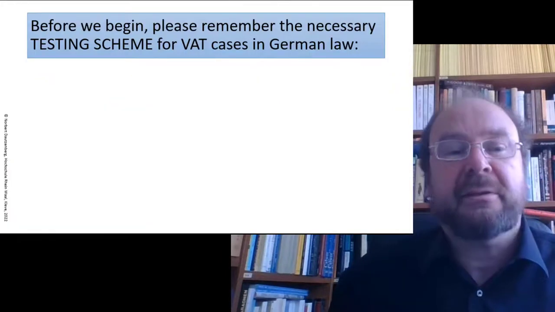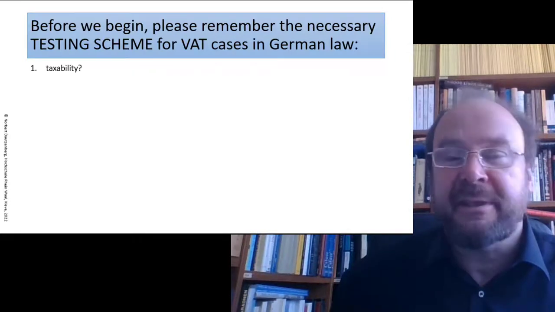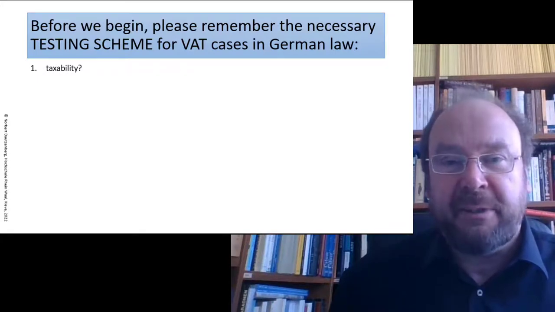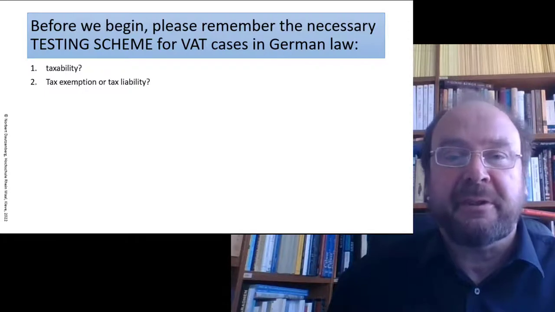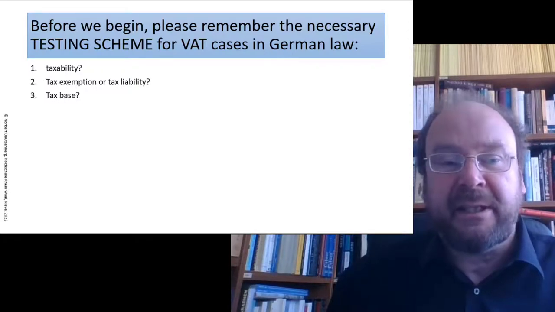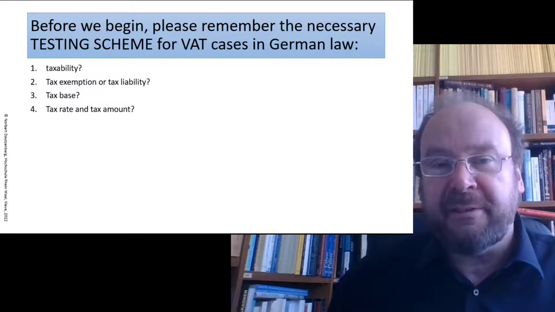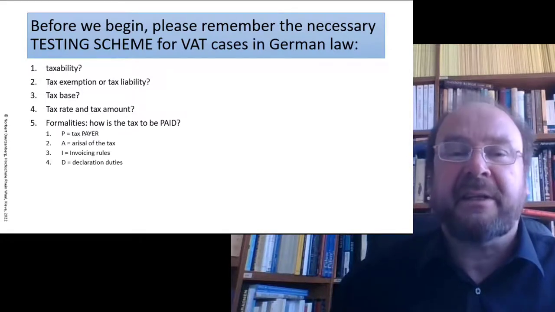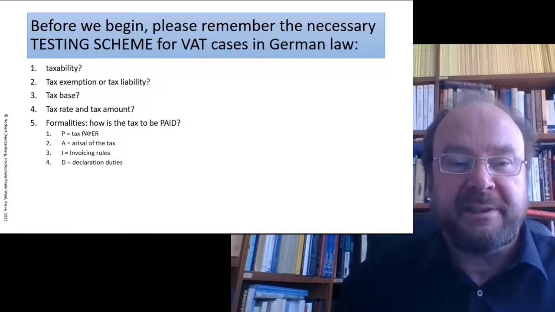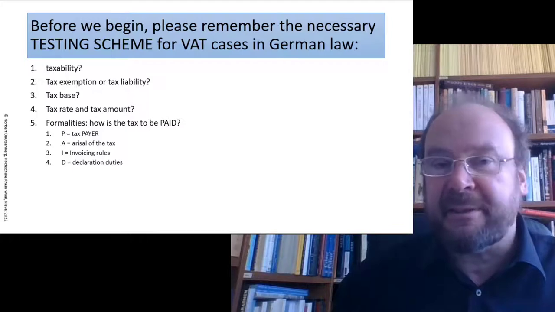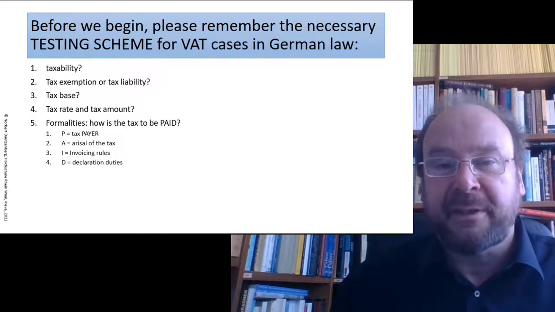But before we begin, we should remember the testing scheme for value-added tax cases under German law. That was first taxability. So if something can be covered by value-added tax law at all, then if there is a tax exemption or if the event is really liable to tax, then next question, if it's liable to tax, we need a tax base and a tax rate and a tax amount. Then we come to the formalities, how the tax is paid.